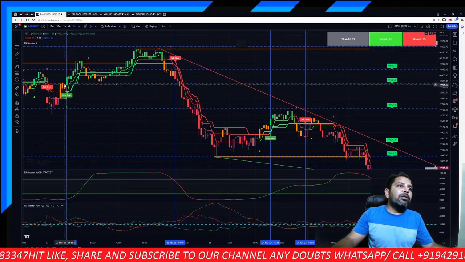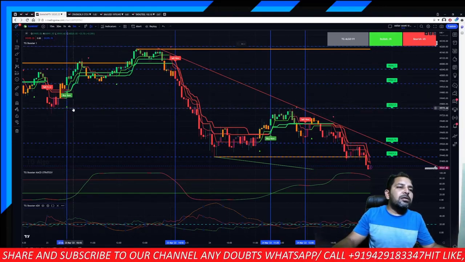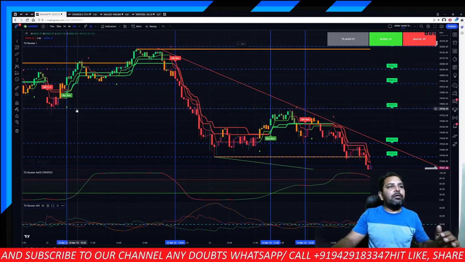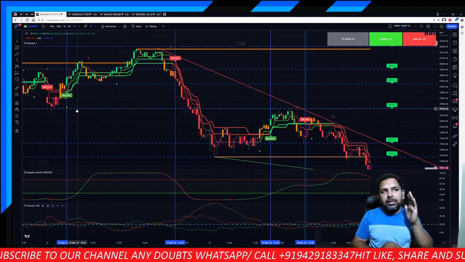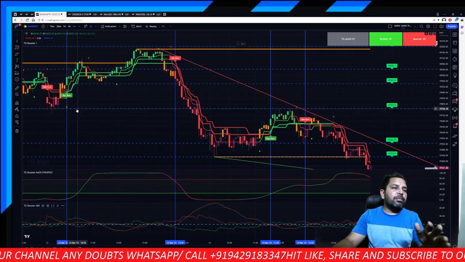For SL, you can keep your last low or last support line, whichever is farther, as your SL, right? Target I already explained, SL I already explained, right?